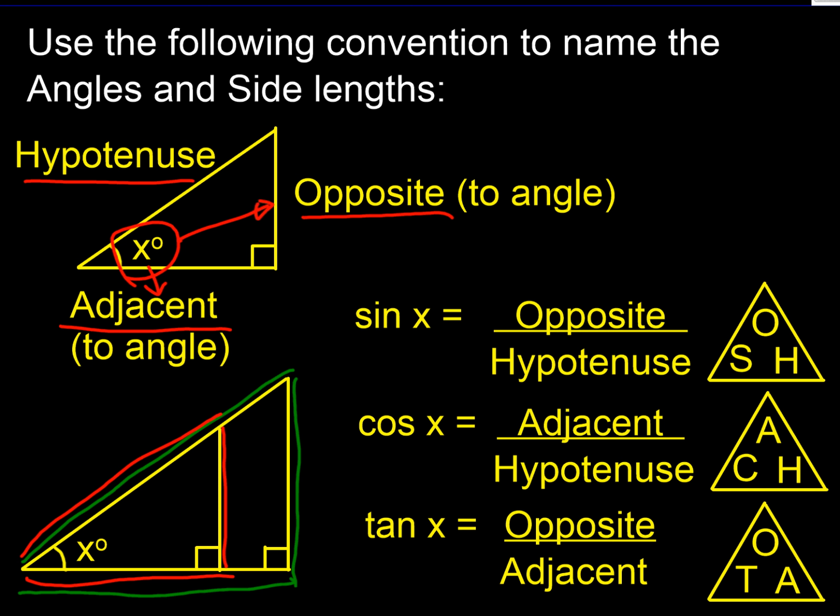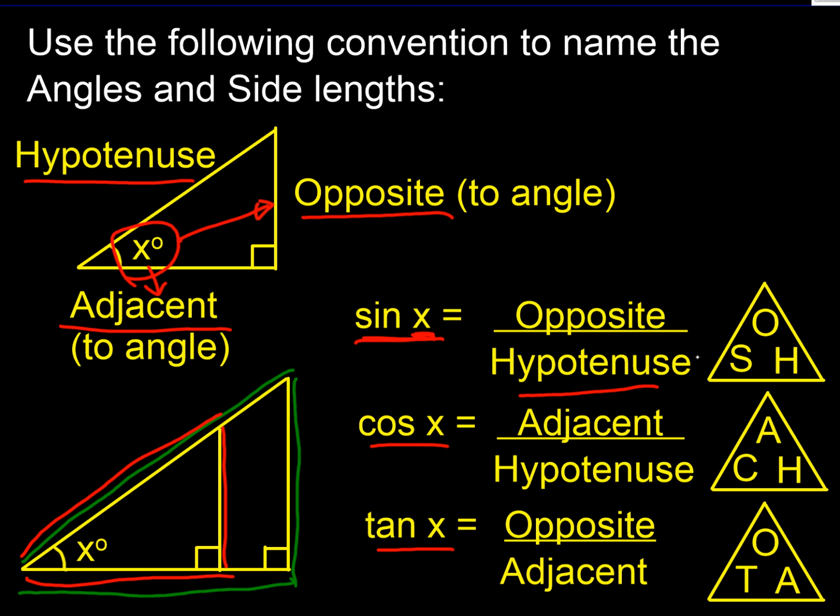They're defined as the ratios of the sides. So for the sine of this angle here, x, it is the length of the opposite divided by the hypotenuse. Cos is the adjacent divided by the hypotenuse, and tan is the opposite divided by the adjacent. So we can see these in these triangles.